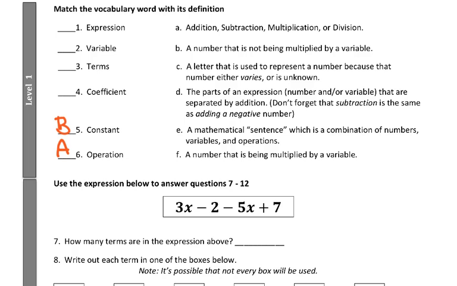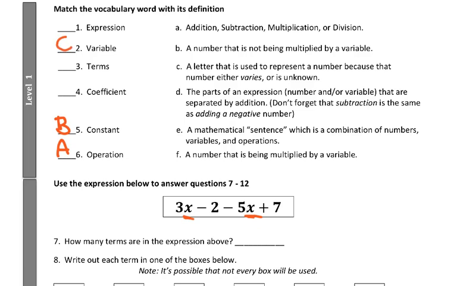C, a letter that is used to represent a number because that number either varies or is unknown. So in this expression down here, we've got the letter X, and that's all we've got in this expression. Well, I tried to give you a hint with this italicized word, and that is varies. The X is called a variable, because in an expression, a variable is something we don't know. X could be any number, and we would just have to be given more instruction to figure out what that number is. So variable is C.